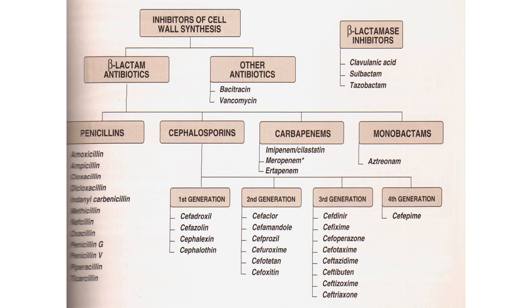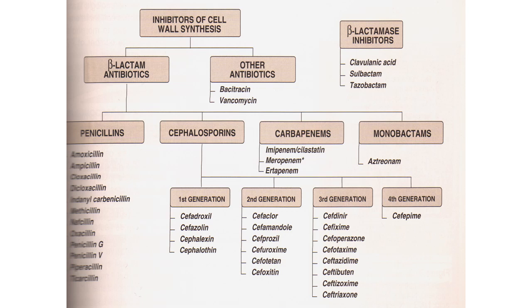Now, for the other antibiotics that inhibit cell wall synthesis other than the beta-lactam group, we have two antibiotics, bacitracin and vancomycin.